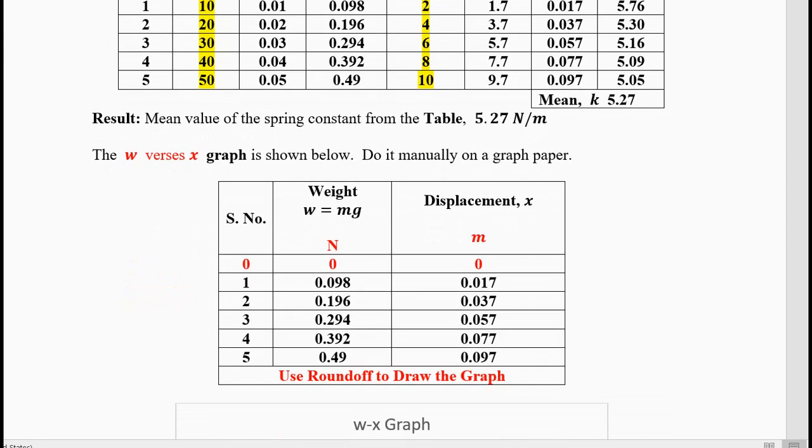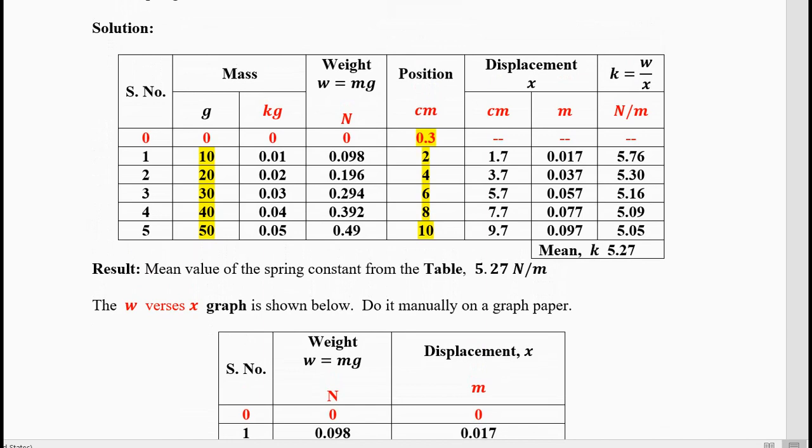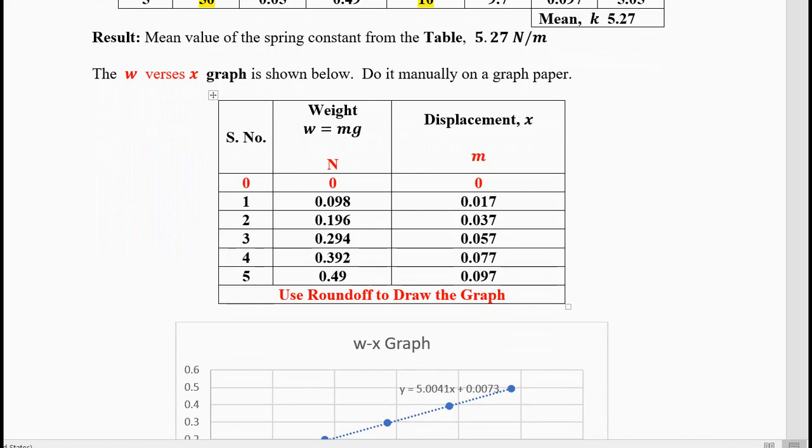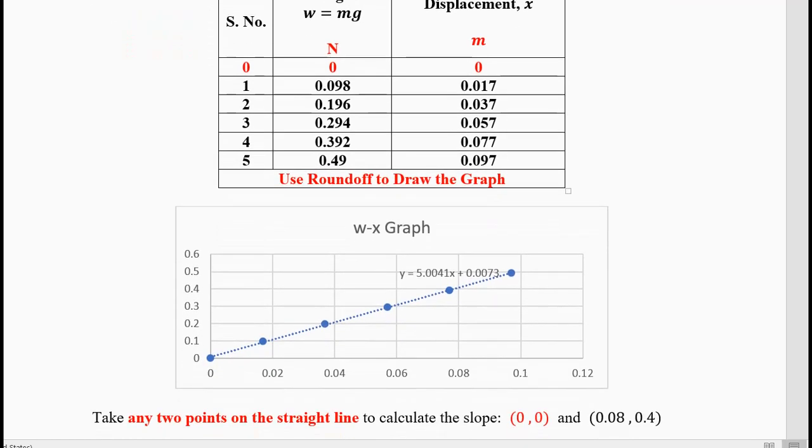Now let's look at the graph. For the graph, if you want, you make a second table, otherwise don't. Just look at the weight, put some color here or a pencil circle, a big oval here, and for the displacement in X, you can put a small pencil mark, what you are using for the graph. But in the report you have to make a separate table. Now this is the weight, this is the displacement, 0, 0 is your first point.